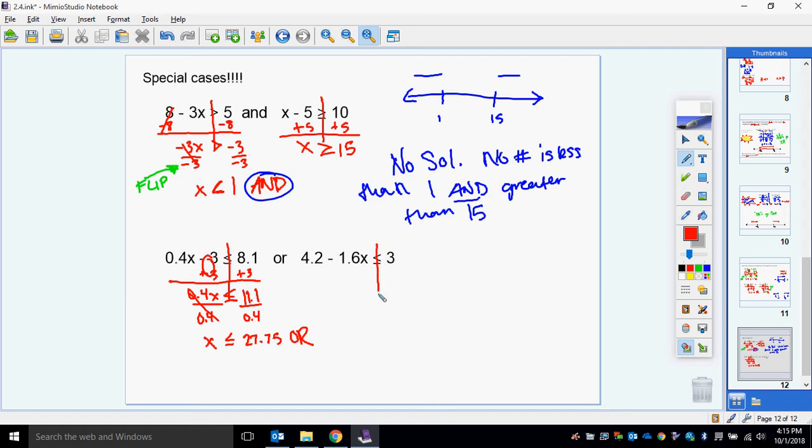Or let's figure out the other condition. Trying to get x by itself, so I can't mess with the negative 1.6 yet. I have to subtract the 4.2 before I can get the 1.6. Subtracting doesn't flip my symbol. 3 minus 4.2 is negative 1.2. I'm going to divide by the number x is being multiplied by, so divide by negative 1.6 on both sides. Dividing by a negative number, don't forget, you need to flip the inequality symbol. So instead of opening up towards the right, it's going to open up towards the left. A negative divided by a negative is a positive, and this would be 0.75.